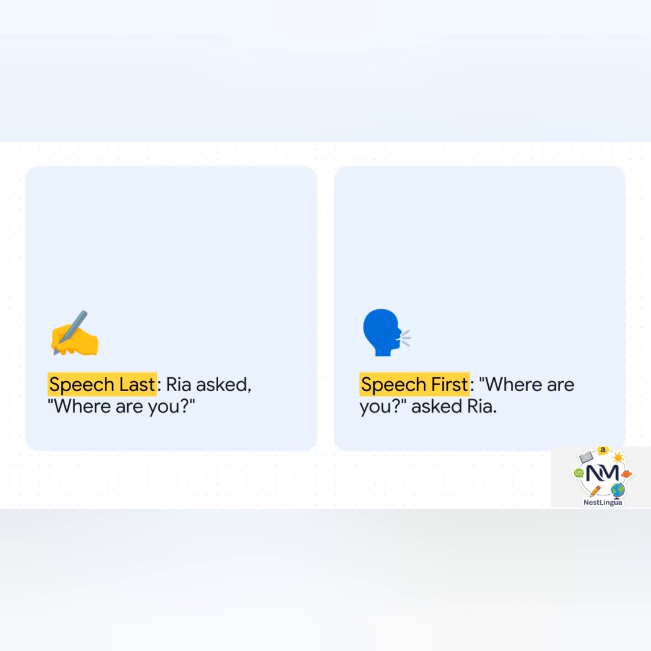So let's put the two most common ones side by side so you can really see what's going on. On the left, speech last, Rhea asked, "Where are you?" See the comma after asked and the question mark inside. Standard stuff. But now, look at the right. Speech first. "Where are you?" asked Rhea. Look really closely. The punctuation is different, isn't it? This right here is the exact spot where most people get tripped up.